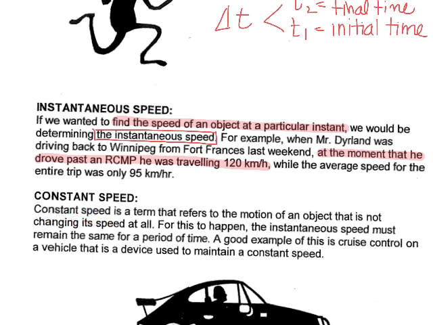Constant speed is a term that refers to the motion of an object that is not changing speed at all. So for this to happen, the instantaneous speed must remain the same for a period of time. A good example of this is cruise control on a vehicle. That is a device used to maintain a constant speed.